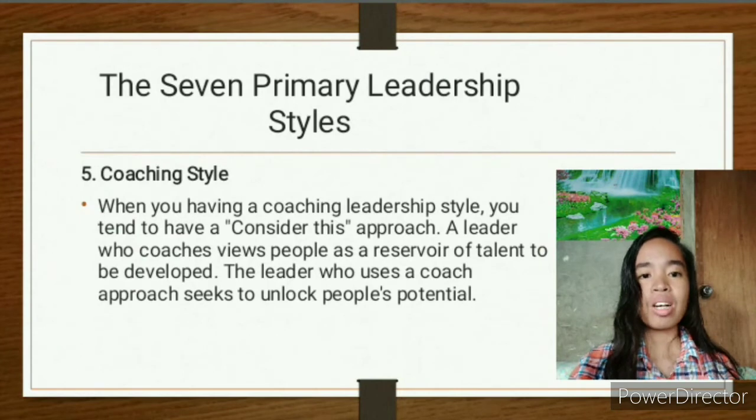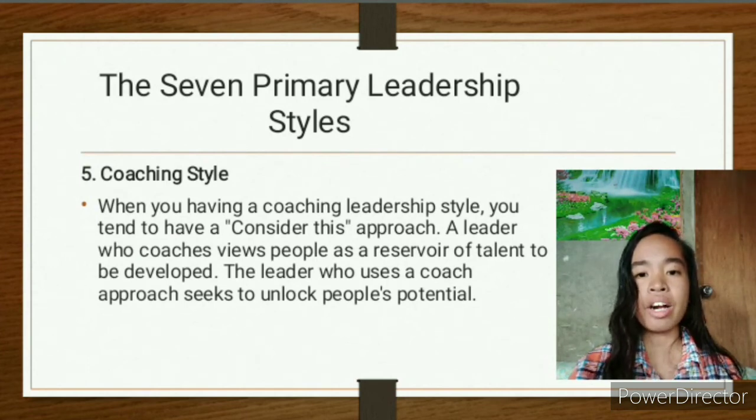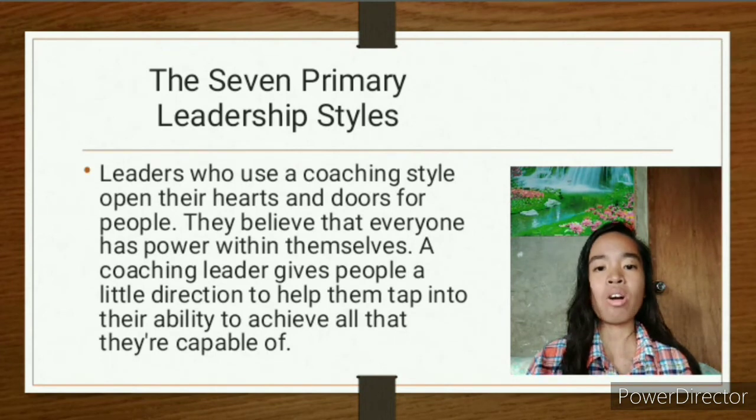Number 5, coaching style. When you have a coaching leadership style, you tend to have considered this approach. A leader who coaches views people as a reservoir of talent to be developed. The leader who uses a coach approach seeks to unlock people's potential. A leader who uses a coaching style opens their hearts and doors for people. They believe that everyone has power within themselves. A coaching leader gives people a little direction to help them tap into their ability to achieve all that they're capable of.